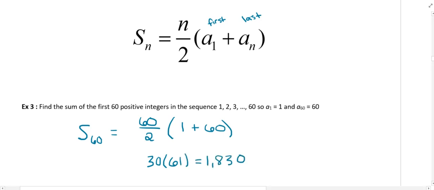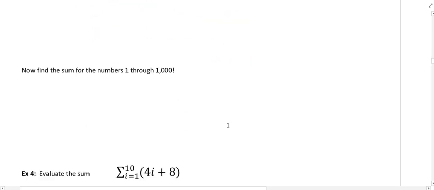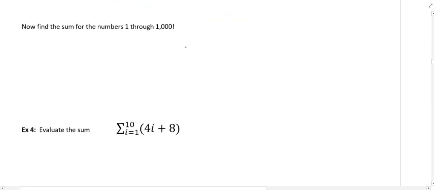So if I wanted to do 1 through 1,000, same thing. 1,000 divided by 2 times 1,001, which would give me, oops, I didn't multiply it, 500,500. Oh, I think that was the next one, sorry. The next one, 500,500.